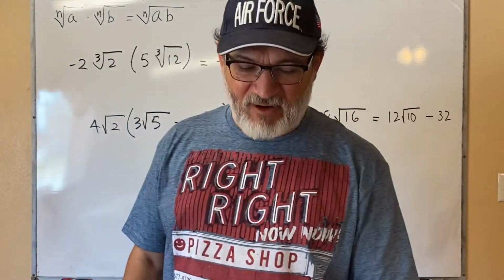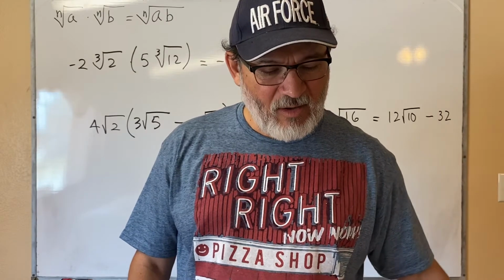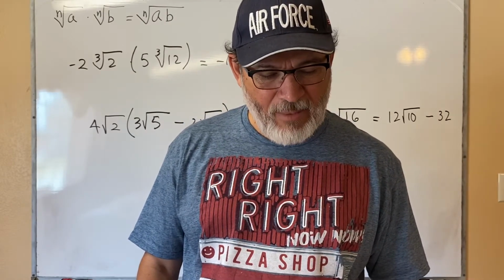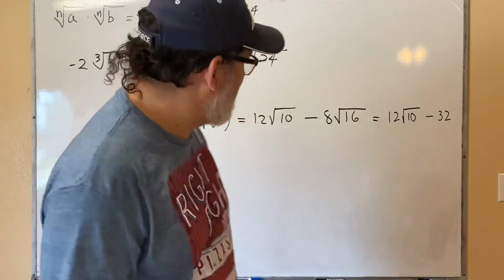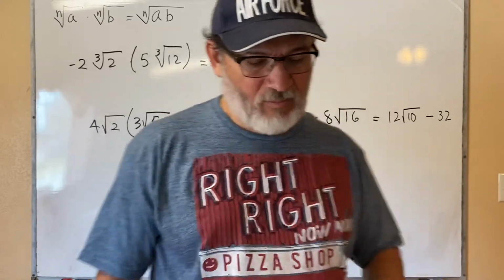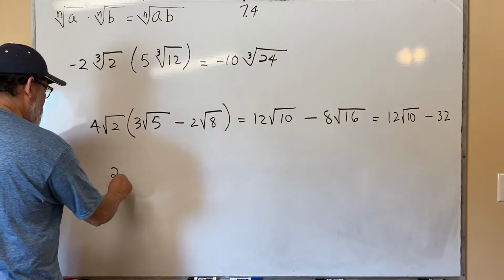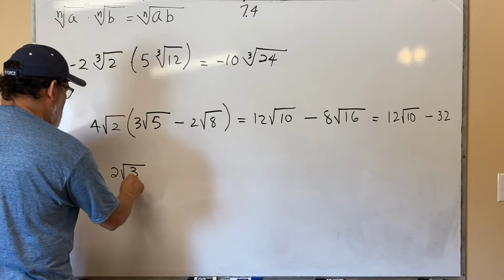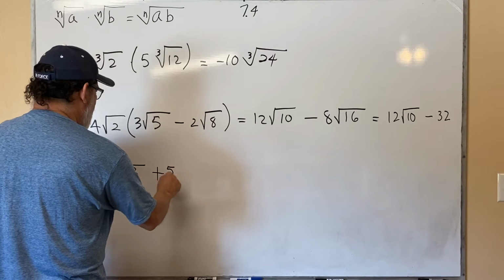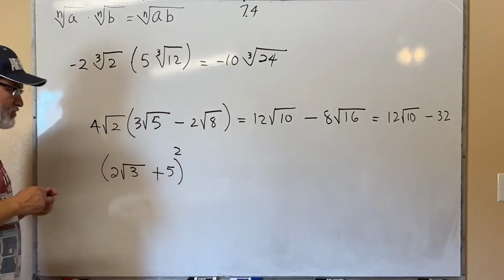So we are simplifying radicals. Yes, we are. Look at this other one. Try this one, for example. Try 2 the square root of 3 plus 5, raised to the second power.